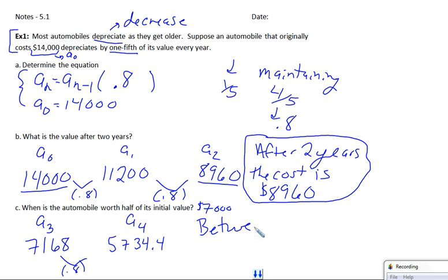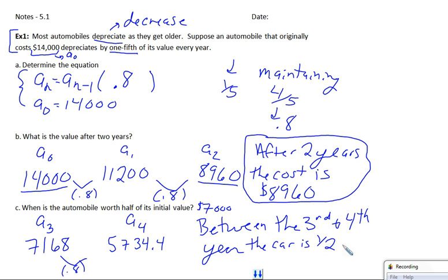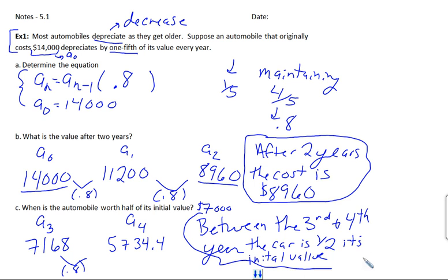So between the third and fourth year, the car is half its initial value. All good? Alright. Not too bad. Sorry, my handwriting is really bad today. I apologize. Alright, let's try the next one. So between the third and fourth year, the car is half its initial value.